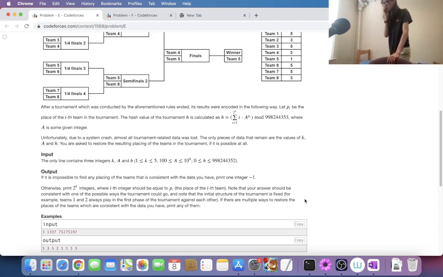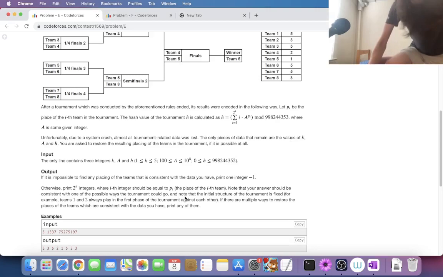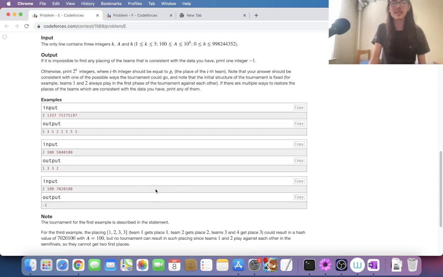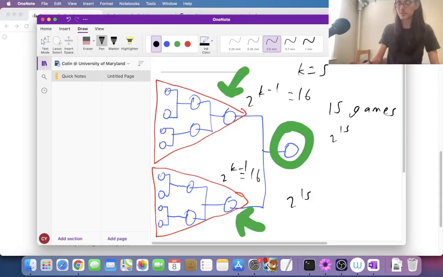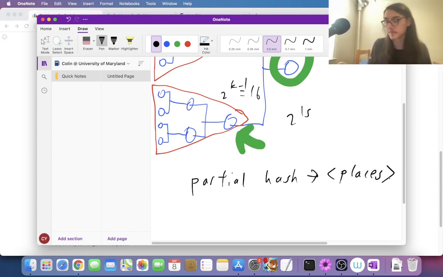Okay, so in terms of implementation, we have to restore the answer, of course. The problem makes no sense if you don't restore the answer. Well, actually, you could say yes, no problem, but it's better to restore the answer because otherwise it's dumb. So we print the places, which is awesome. So really, we could just do a map that says the partial hash goes to a list of places. And then this should work, I'm pretty sure.